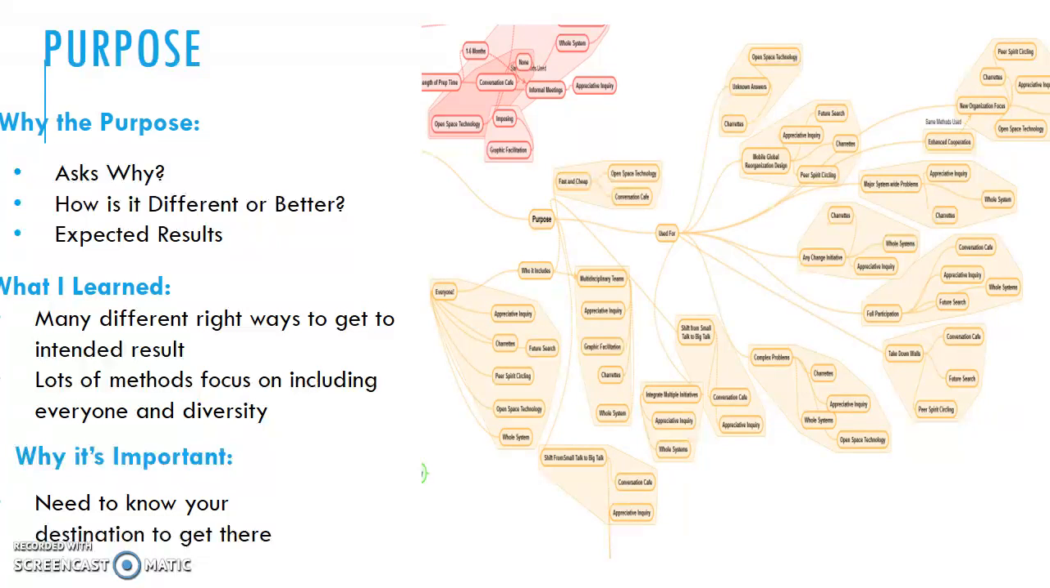And it's really cool because there's so many different ways to get to that intended result. So it's very flexible, and it can really work with everyone. There's probably something in here for every single person to be able to relate to. And then you need to be able to know your destination in order to get there.